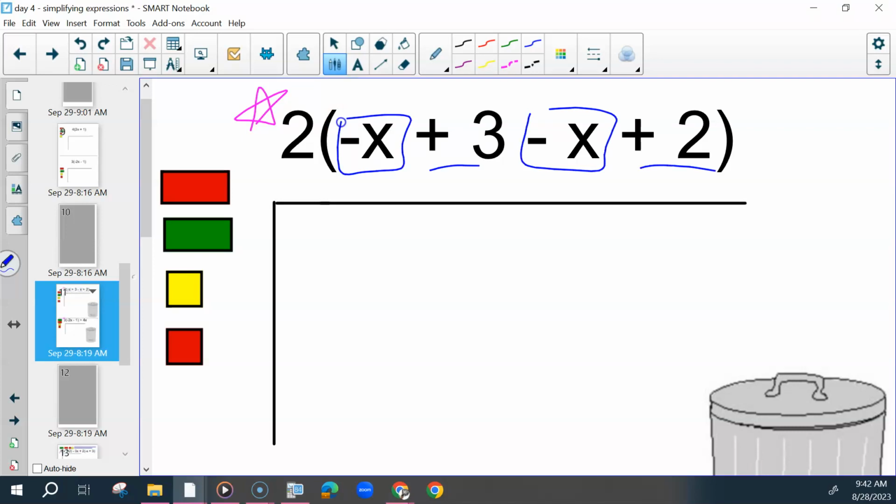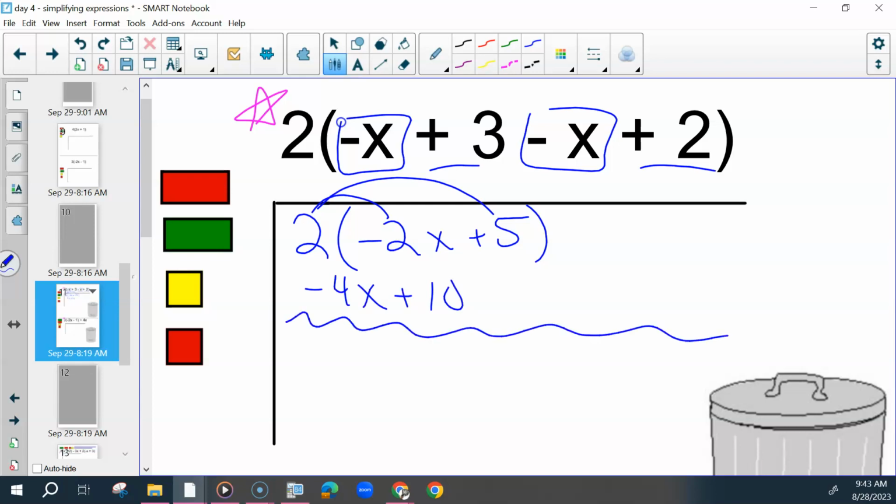So if we combine these like terms, -2x, I'm sorry, I gave you an answer. But -x minus x is what? And then 3 plus 2 is what? So you would combine your like terms and then distribute the 2 to everything here. So 2 times -2 would give us 4x, and then 2 times 5.